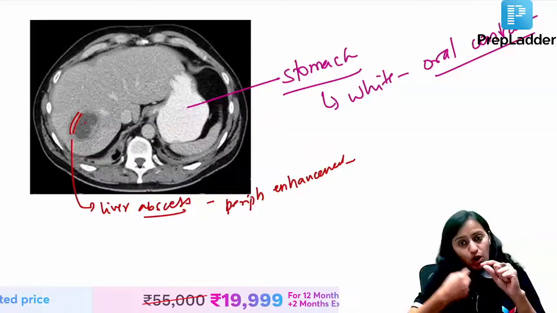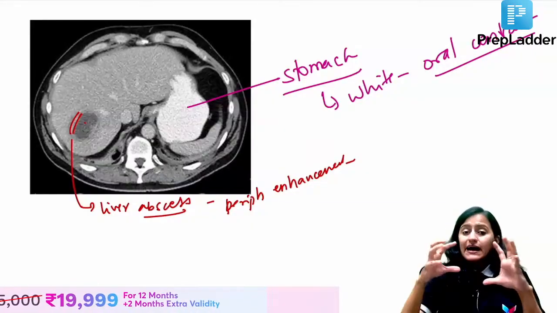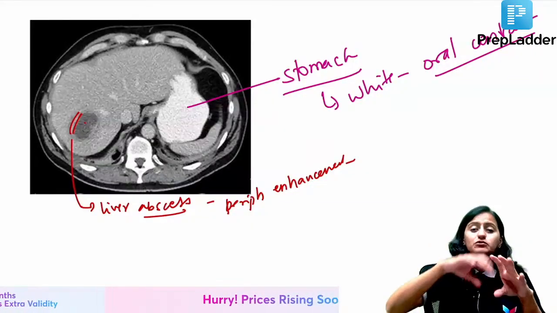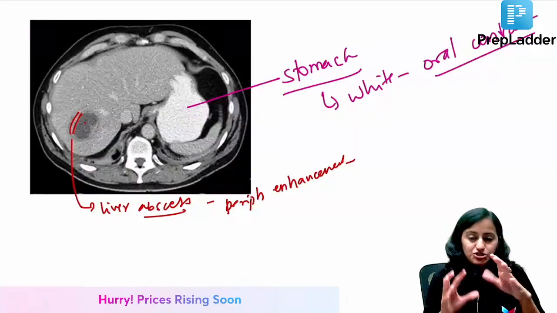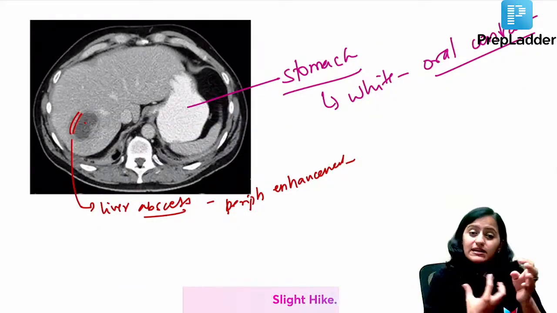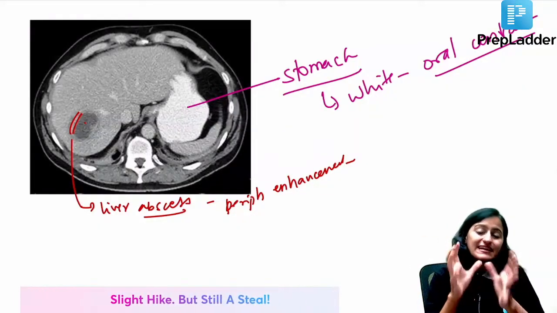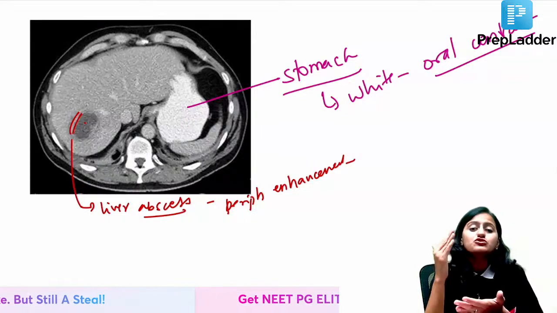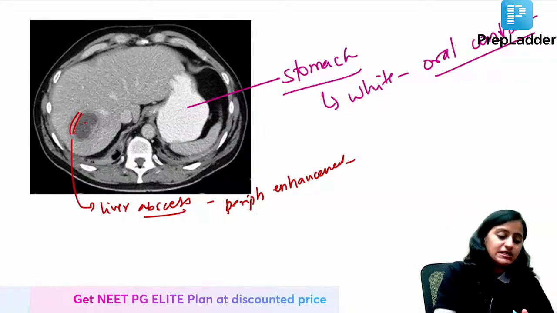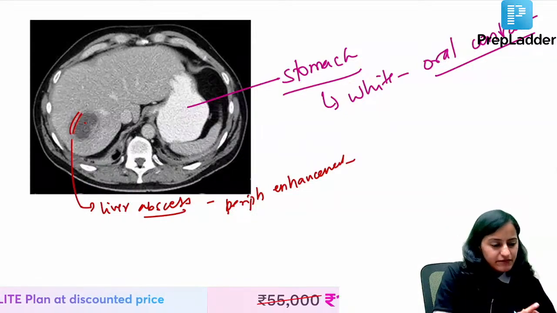Cyst is thin walled, abscess is thick walled, and in hydatid cyst generally they'll give you the membrane floating image, right? Water lily sign, or they'll give you the calcification in that lesion, right? A calcified liver lesion or water lily sign, that is what is going to be hydatid. Is this clear with everyone?